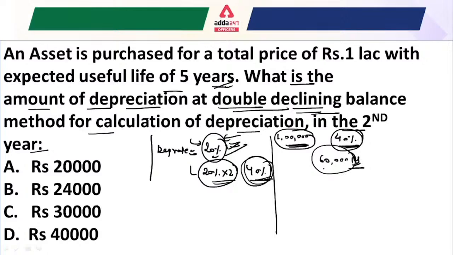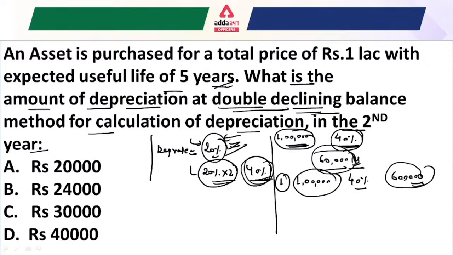So now your machine value would be 60,000 for the first year. I hope it is understandable for everyone, because for the first year if we purchase the asset for 1 lakh rupees and it is reduced by 40%, that means our machine value is reduced to 60,000 rupees. So that would be 60,000 rupees.